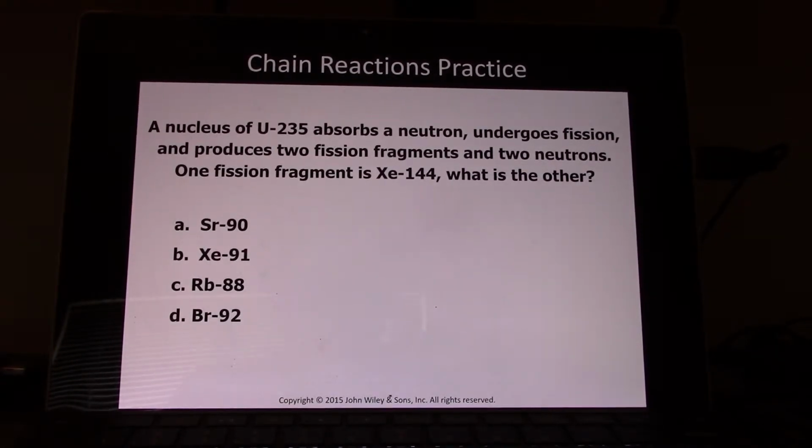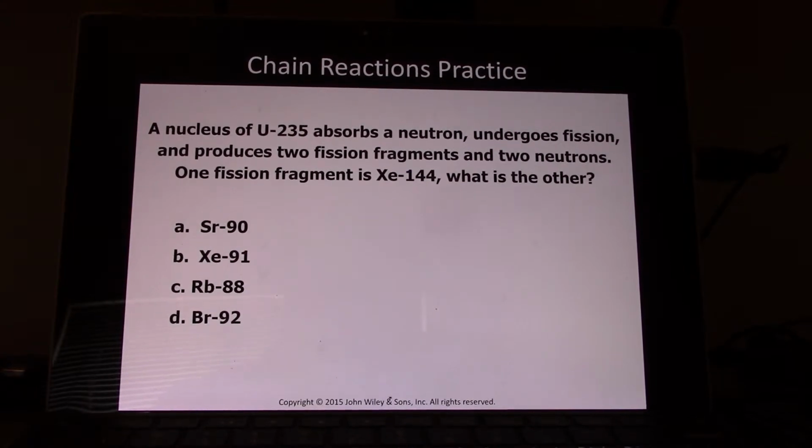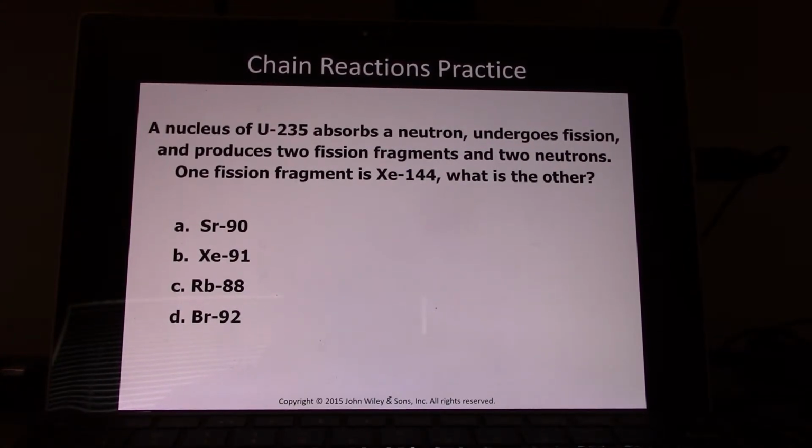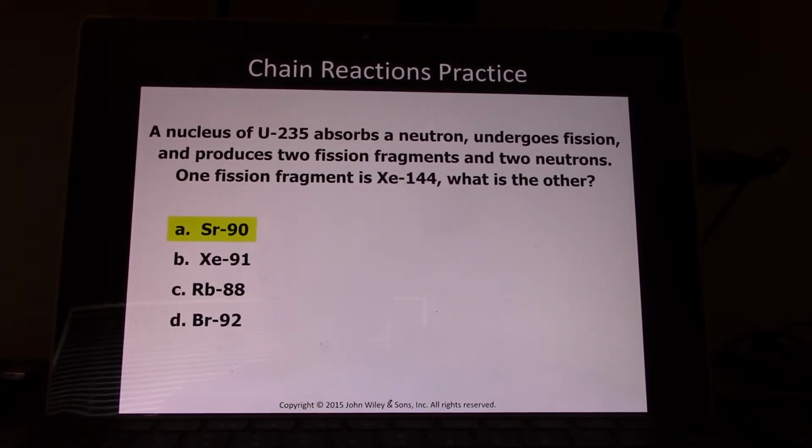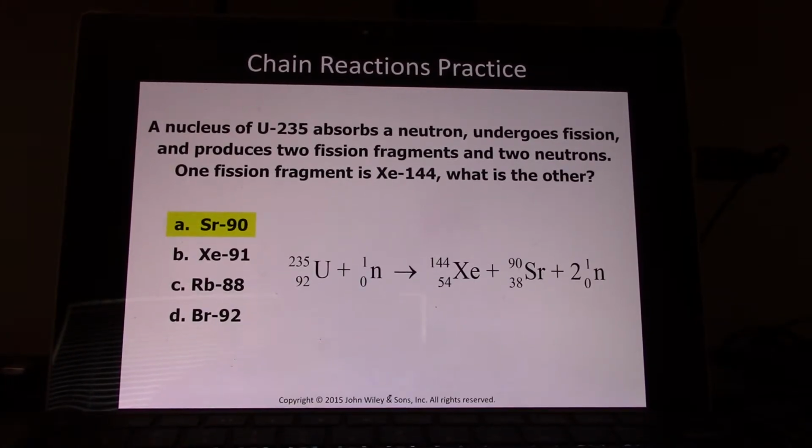A nucleus of uranium-235 absorbs a neutron, undergoes fission, and produces 2 fission fragments and 2 neutrons. One fission fragment is xenon-144. What is the other? And that's going to be strontium-90, because the uranium absorbed a neutron, and then when that breaks apart, we get xenon-144, strontium-90, and 2 free neutrons flying away from this.